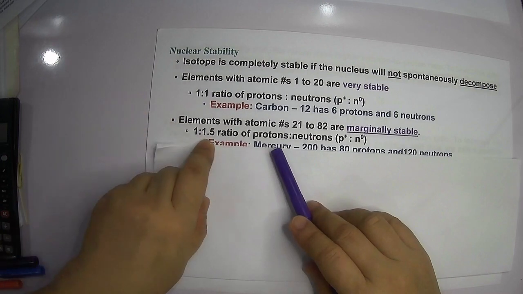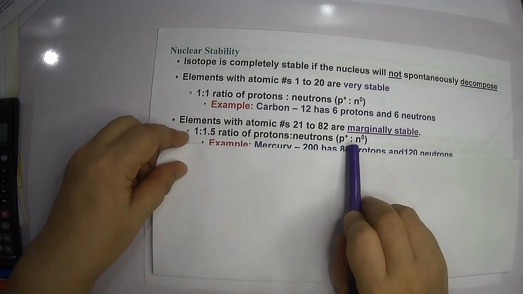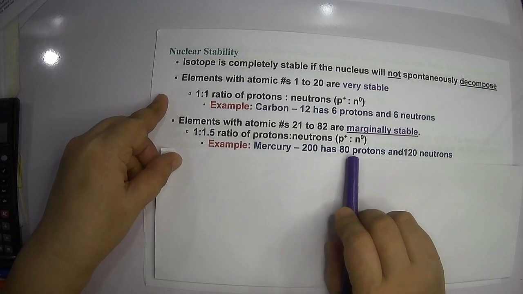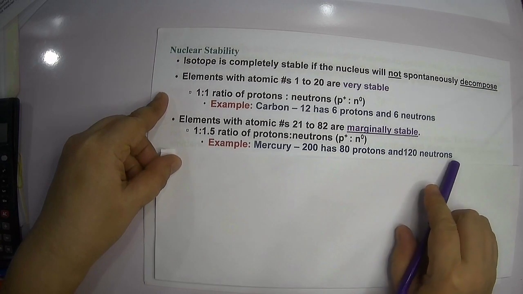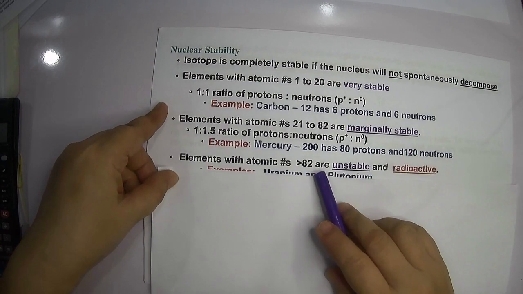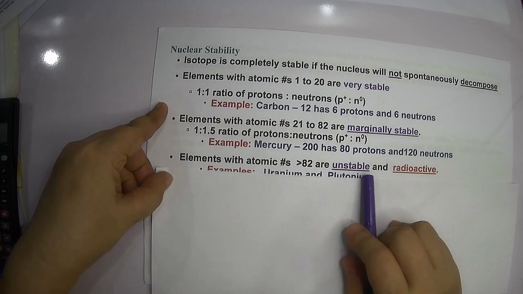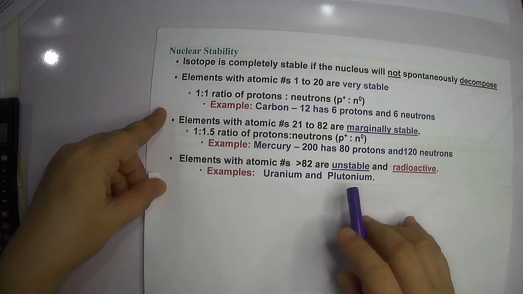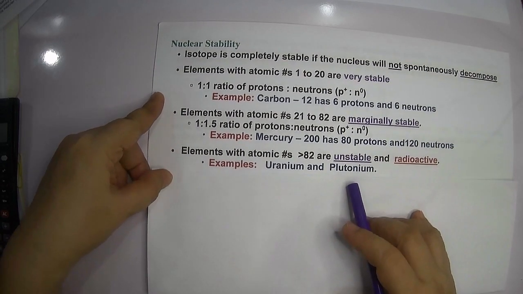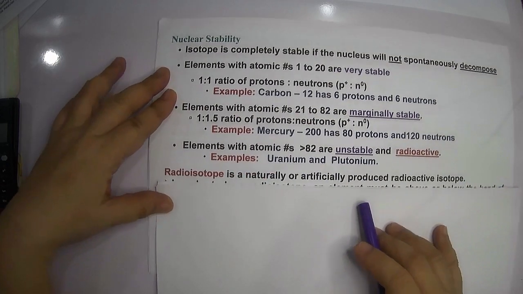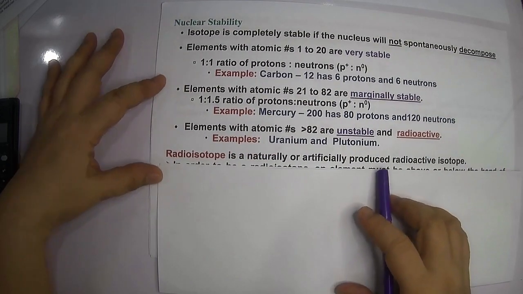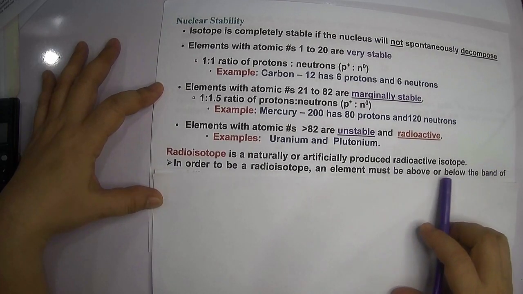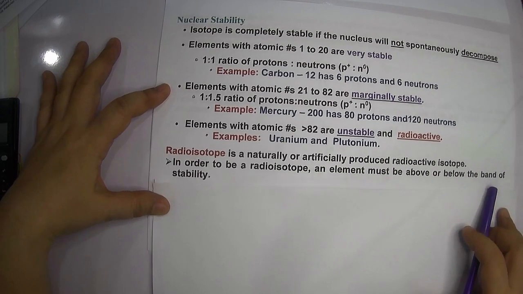They have a 1:1.5 ratio of protons to neutrons, like mercury-200, which has 80 protons and 120 neutrons. Elements with atomic number greater than 82 are unstable and are considered radioactive. Examples are uranium and plutonium. Radioisotopes are naturally or artificially produced radioactive isotopes. In order to be a radioisotope, an element must be above or below the band of stability.